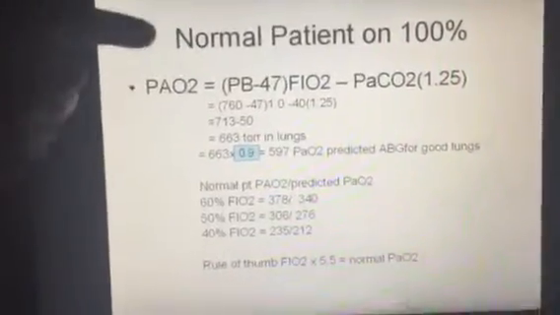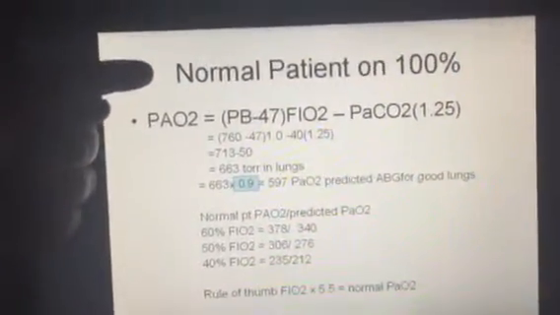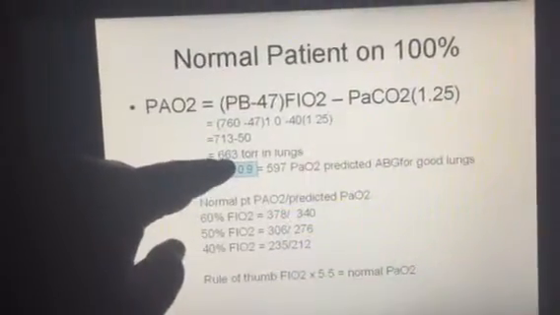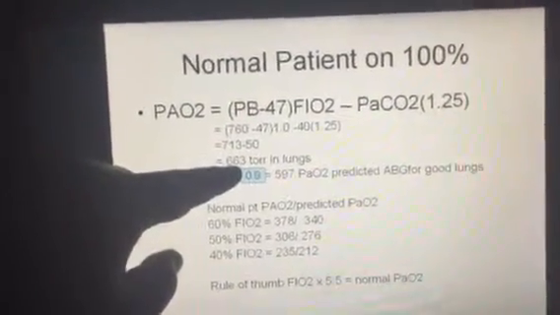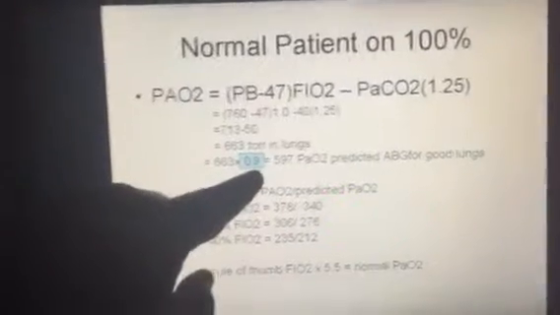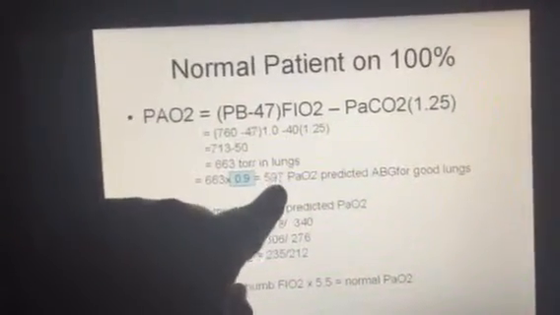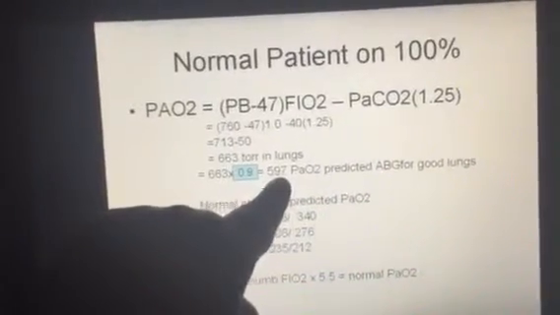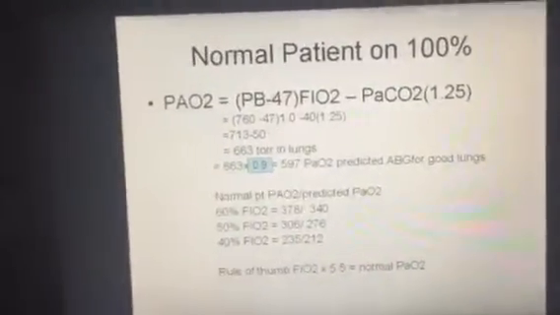Okay, so we have a normal patient on 100% non-rebreather. We would calculate out that his lungs have 663 torr of partial pressure oxygen. We'd multiply it by the normal ratio, and we'd get what we think his blood gas would be, right? If we drew it, it would be 597 PaO2, right? So it's very high.